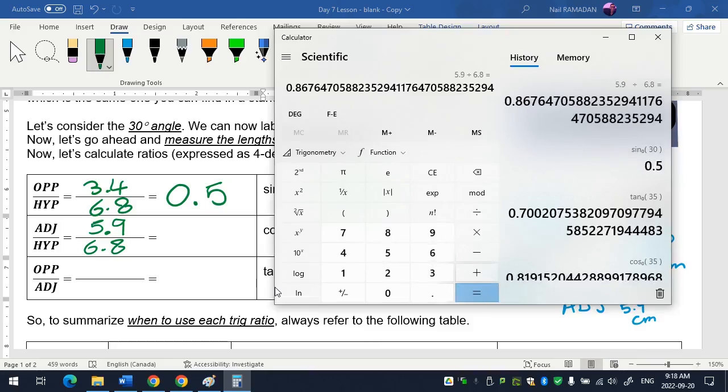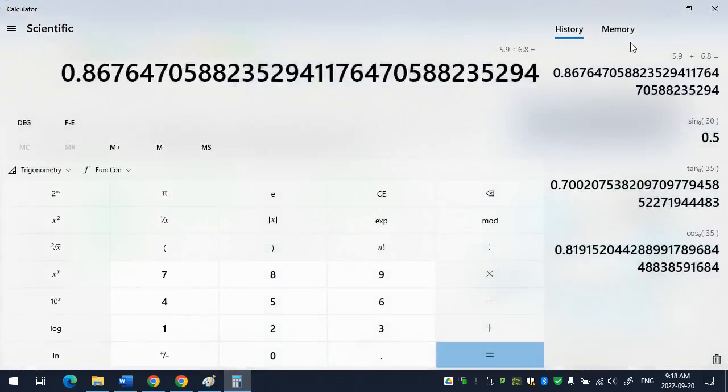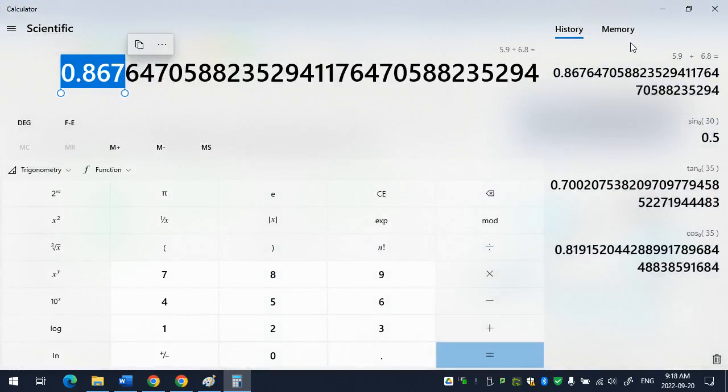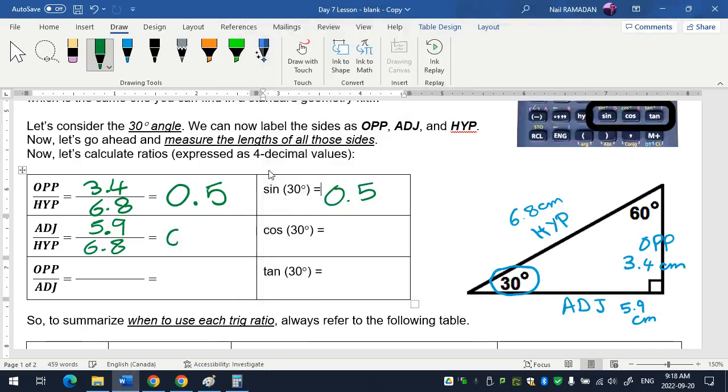0.86. Let's go with 3 digits as usual. What would this be? 867 or 868? Nice. 868. Let's see how close you guys were measuring.